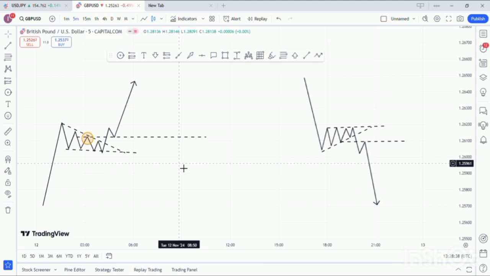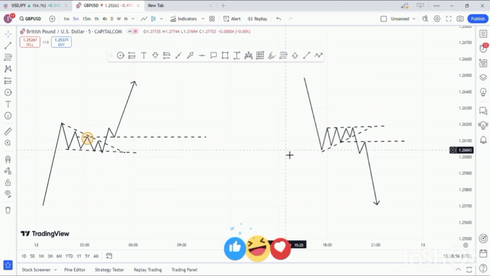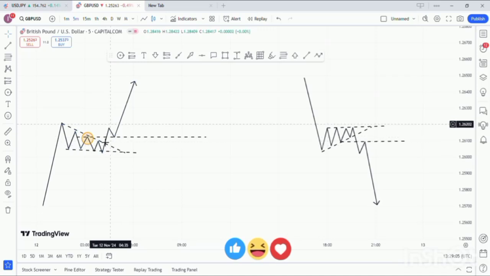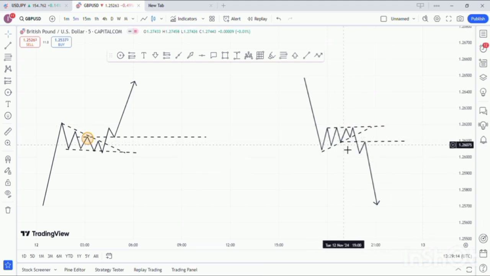Second, you want to look out for a corrective move. The third thing we want to be looking out for is a quality breakout, a good breakout, from price. So we have that here, price broke to the upside of the triangle, and then the fourth thing we want to be looking out for is a retest of the second previous high.